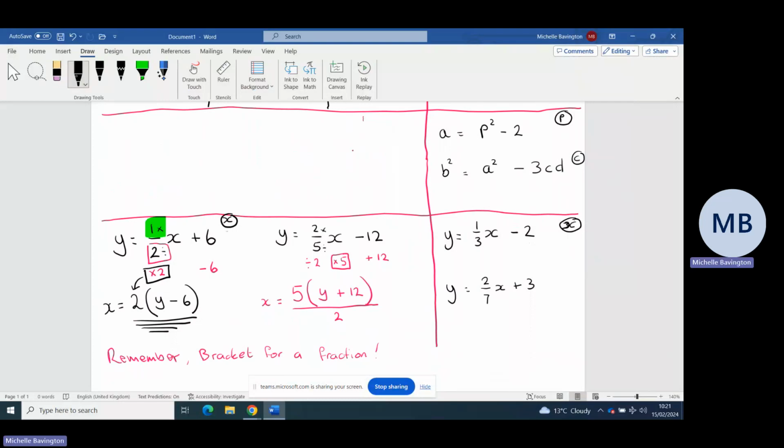Okay. So we've got a equals p squared minus 2. Well, the opposite of squared is a root plus 2. I'm making p the subject. So p equals square root a plus 2. Then we've got b squared equals a squared minus 3cd.